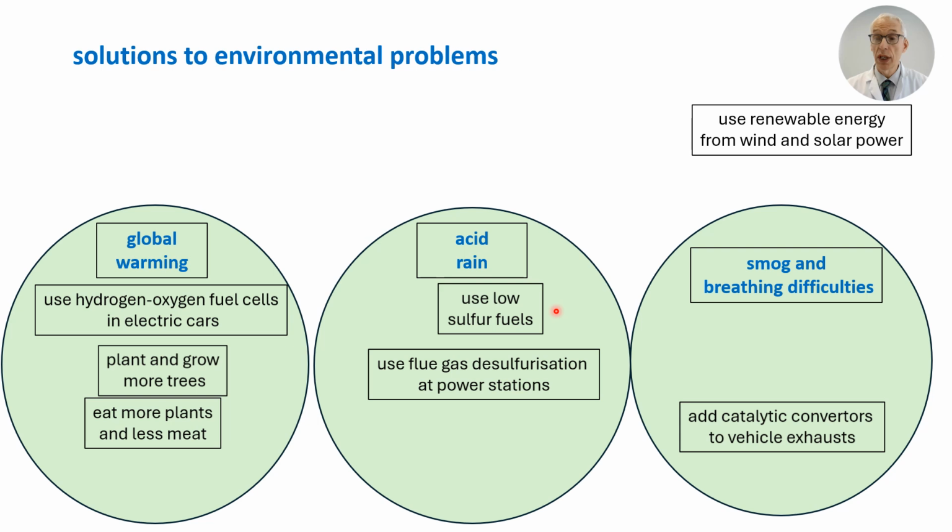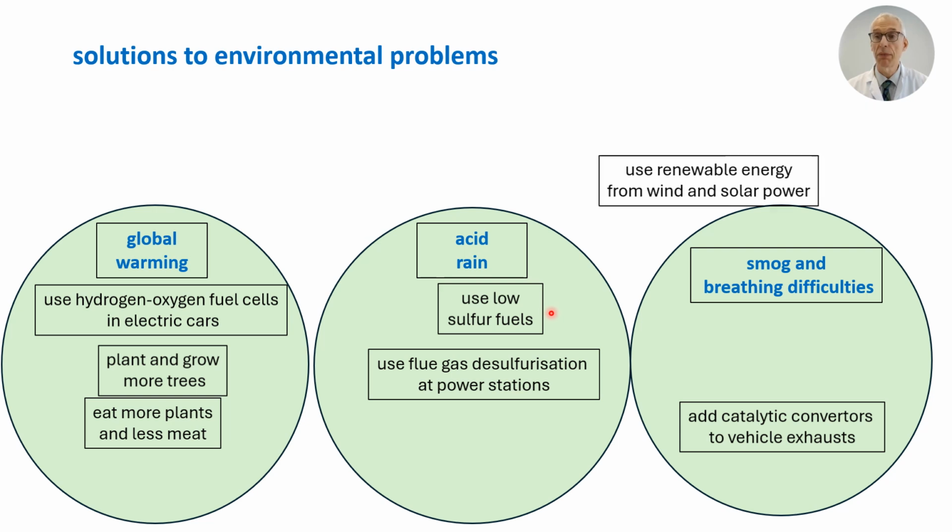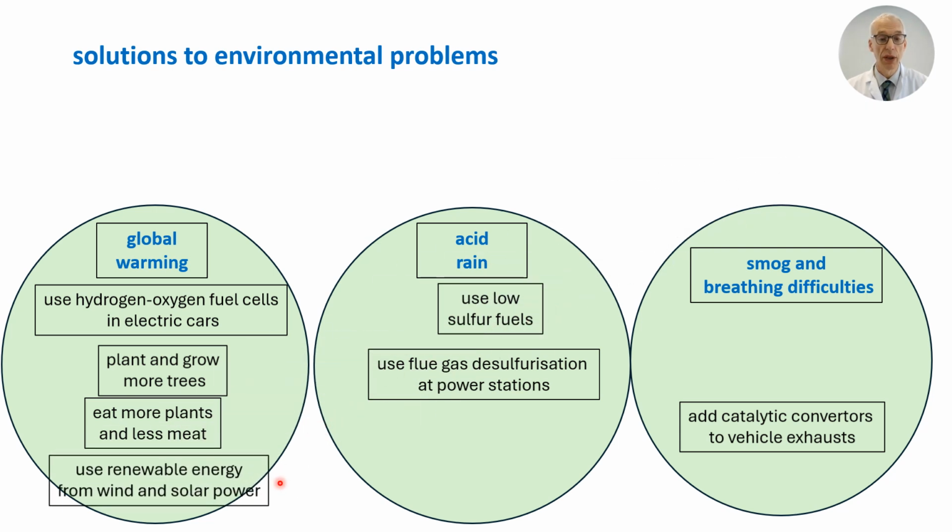If you look in a UK petrol station, you will see that all the fuels are low sulfur fuels. That will reduce the emission of sulfur dioxide and hence alleviate or reduce the acid rain problem. And of course, well known, if you use wind and solar power, that is renewable energy, that will reduce the reliance on fossil fuels for energy and hence less carbon dioxide emissions and less global warming.